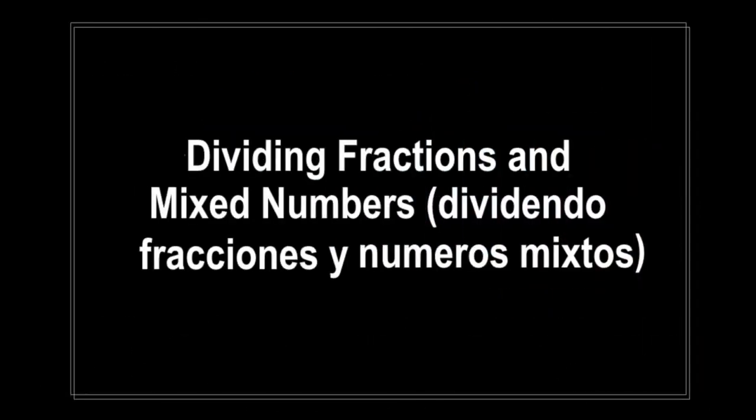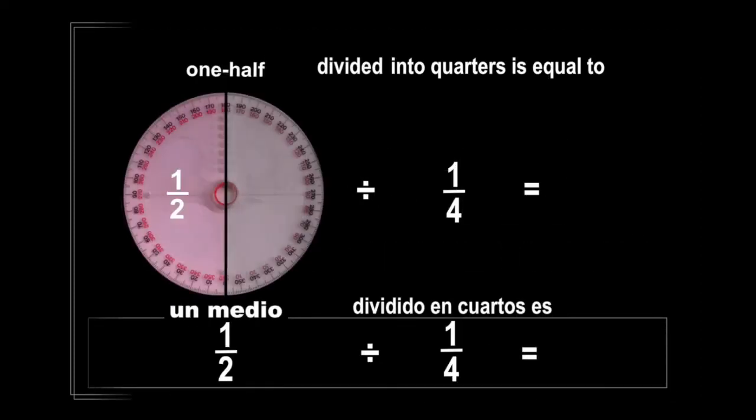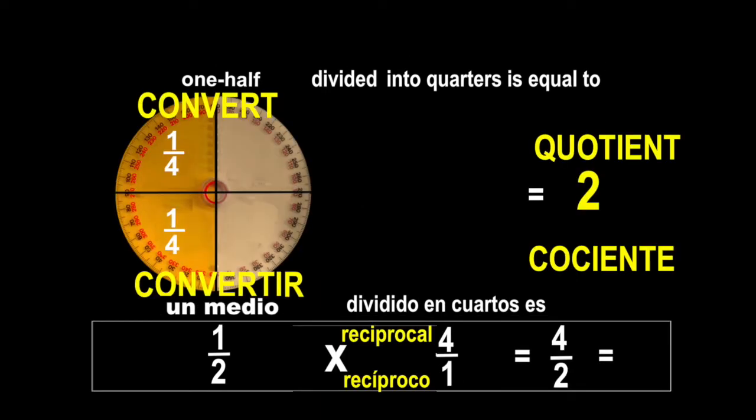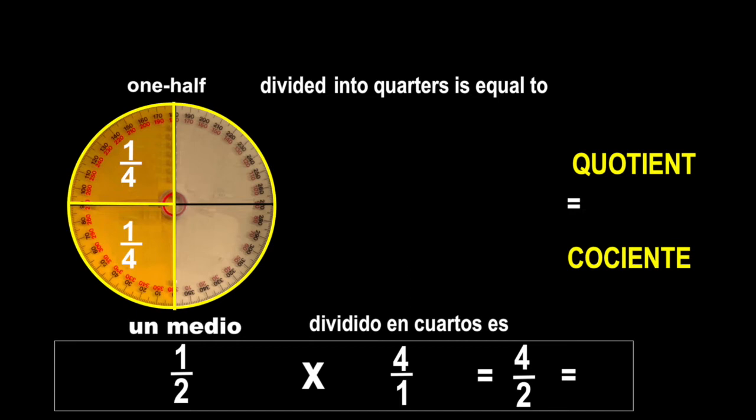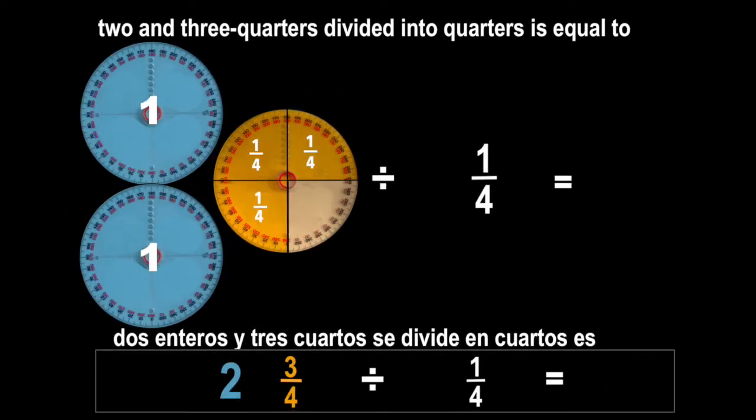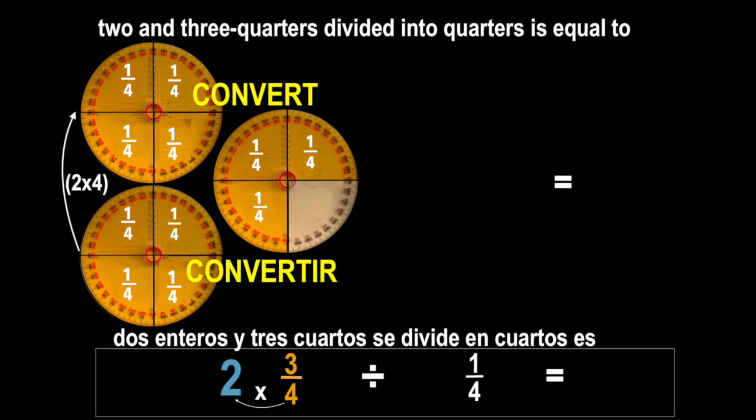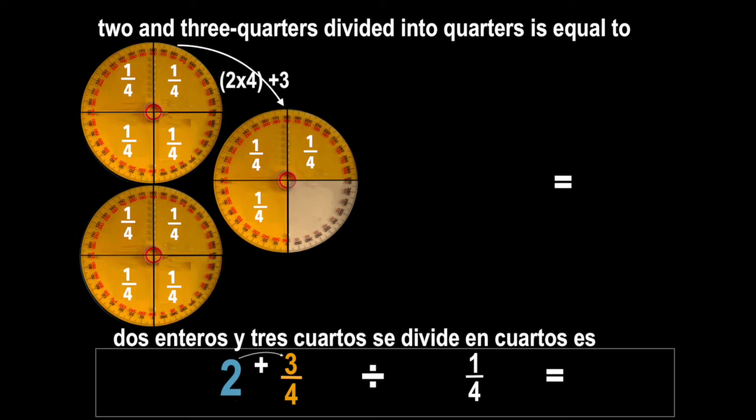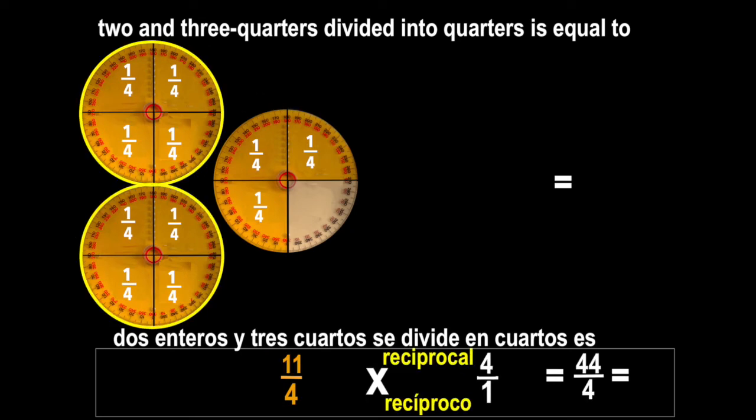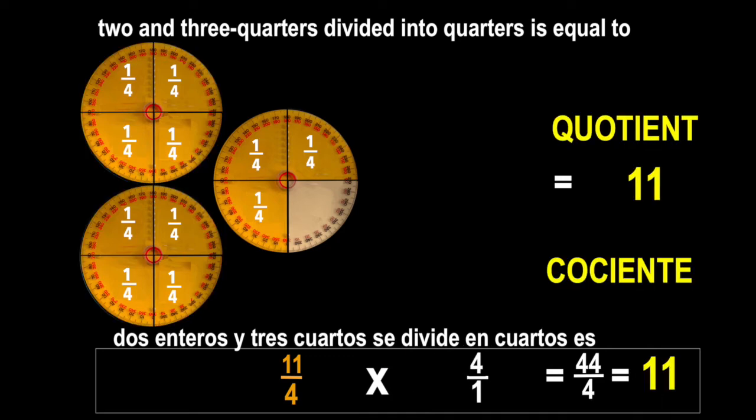Dividing fractions and mixed numbers. 1/2 divided into quarters. Convert 1/2 to 2/4. Half divided into quarters is 2. Divide 2 and 3/4 into quarters. Convert each of the whole units into quarters. 2 and 3/4 divided into quarters is 11 quarters.